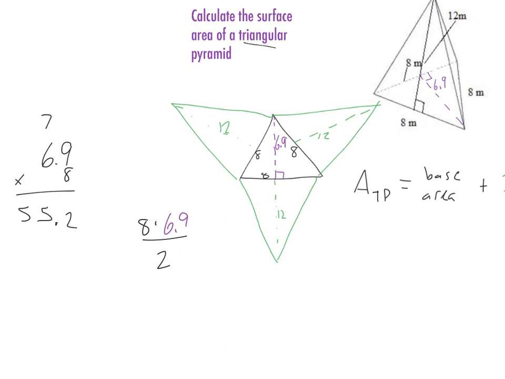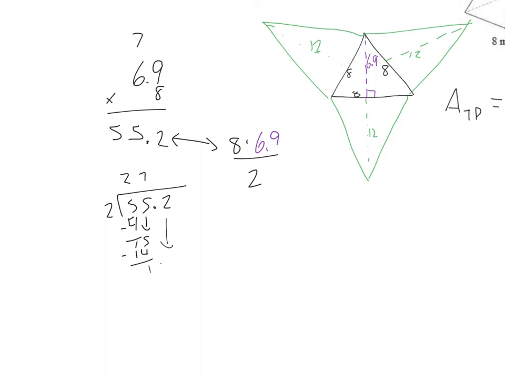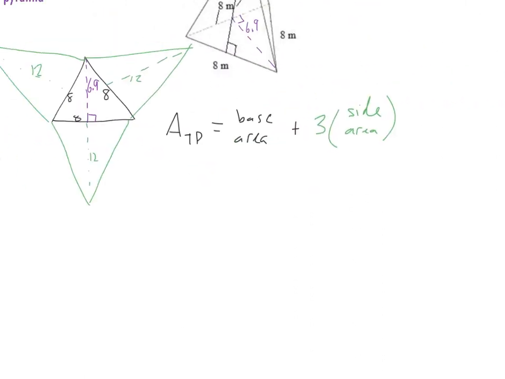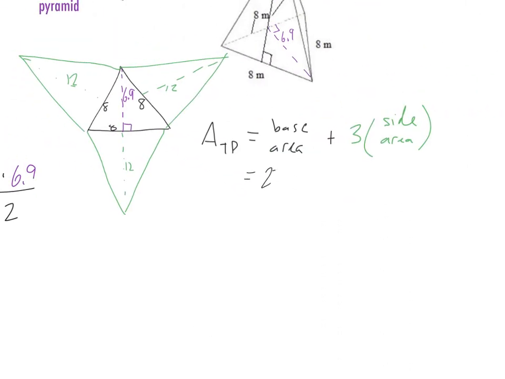Okay, so I still need to take that 55.2 and divide it by that 2, right? So 55.2 divided by 2 goes in there twice, gives you a 4. Subtract, get 15, which goes in there 7 times, giving you a 14. Bring down the 2, bring up the decimal, and then it goes in there 6 times, finishing you out. Okay, so what did we just find? That 27.6 is the area of the base. So let's go ahead and put that into our formula. Base area, we now know is 27.6. Now let's add that to the area of these 3 different sides.